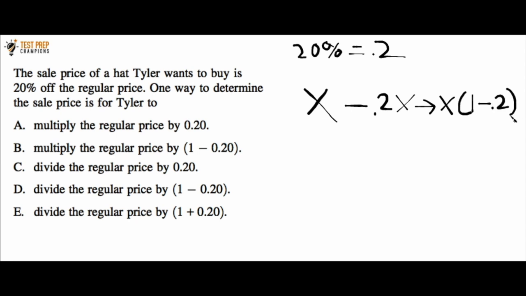In other words, to find the price Tyler is going to pay after taking 20% off, you would take that original price and multiply it by 1 minus 0.2, as we see in B. The way this question and the answer choices are worded makes this a little bit tricky, but B is the correct answer here.